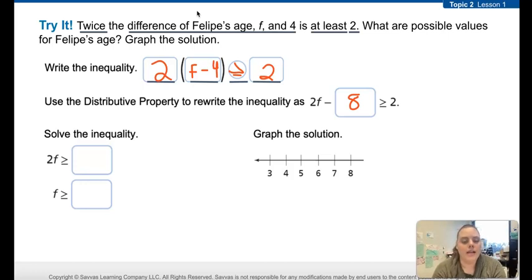And now we solve it. Add 8 to both sides and divide by 2. So we get that Felipe's age is greater than or equal to 5. We'll have a closed circle at 5, and then greater than are the numbers to the right.